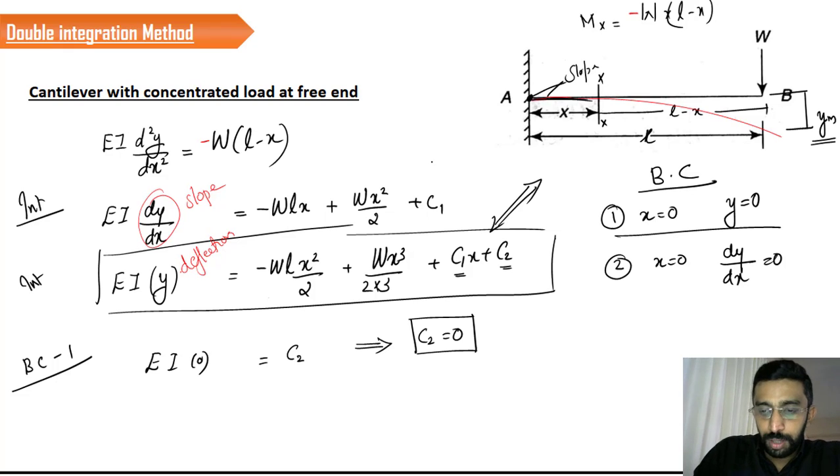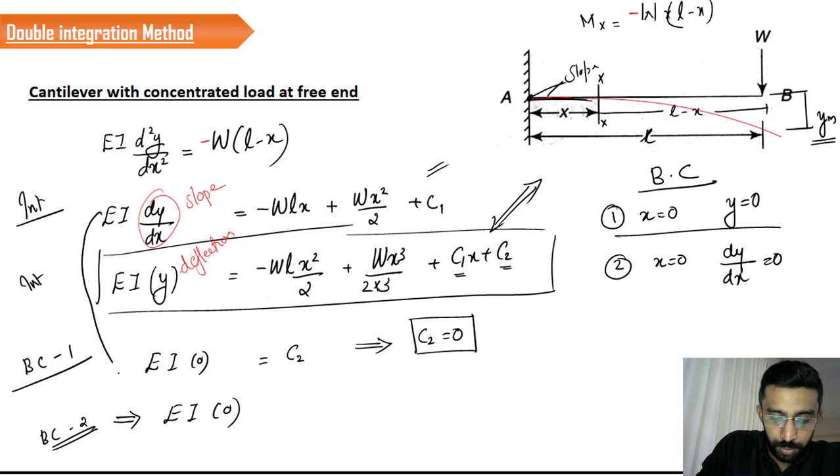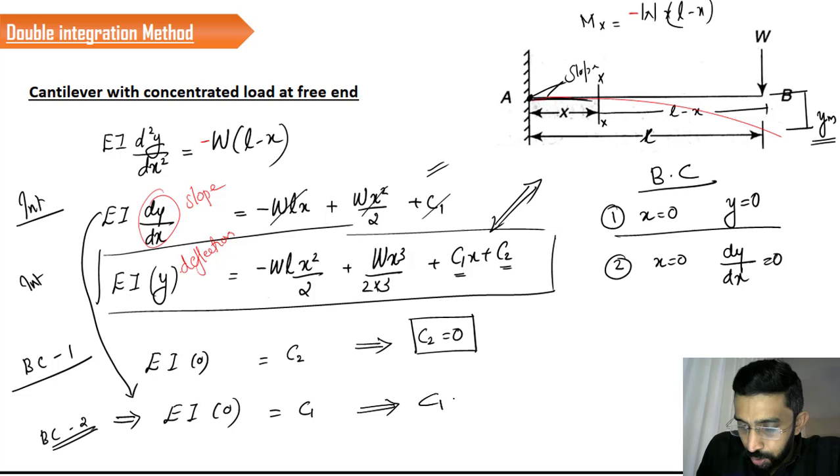So what we will do, we have an equation here, right? There we will substitute it. So the boundary condition 2 gives EI into 0. We are substituting it here, right? This equation is going to fetch, with x equal to 0. So obviously the first term is going to be 0, the second term is going to be 0, C1 is also going to be 0, right? So C1 is also equal to 0.